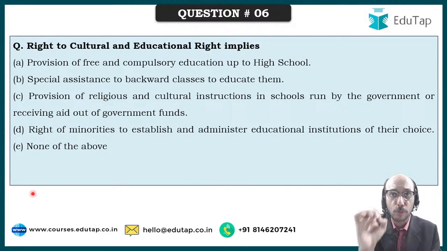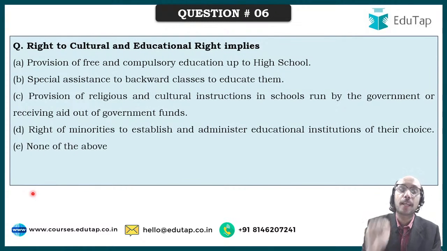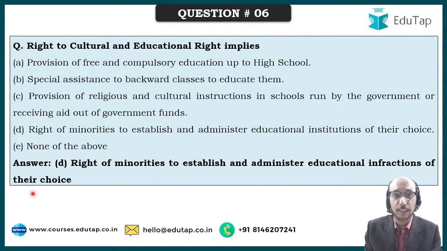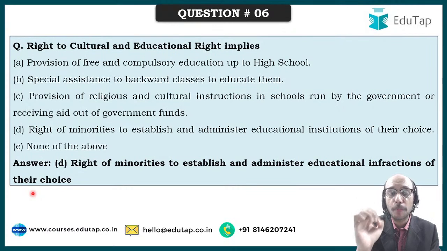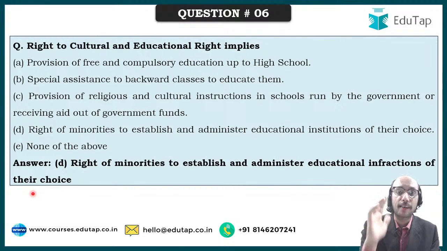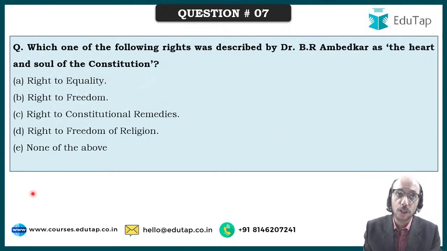Special assistance to backward classes to educate them? No. Provision of religious and cultural instructions in schools run by government or receiving aid out of government funds? No. Right of minorities to establish and administer education institutions of their choice? Yes. And that is why the answer to this question is D. I am again reiterating, just by knowing the articles and their titles, you will be able to attempt these kinds of questions. Do practice, do learn, do imbibe what I am trying to tell you.